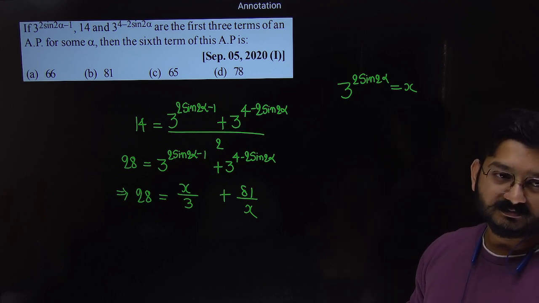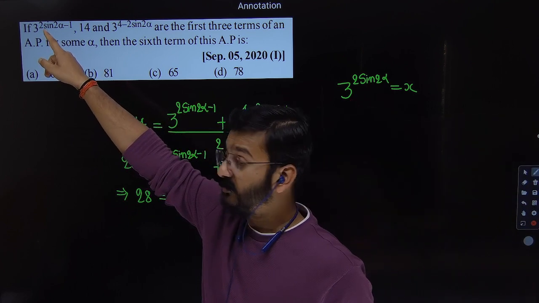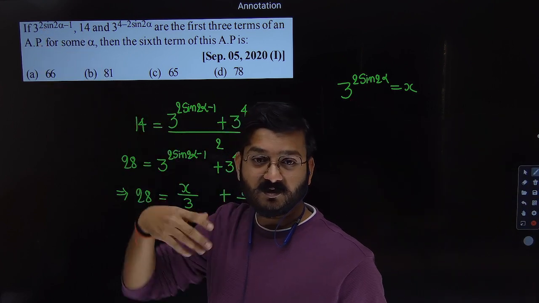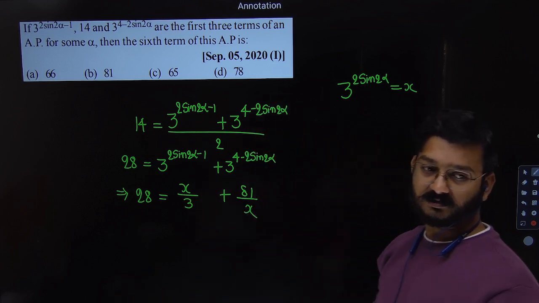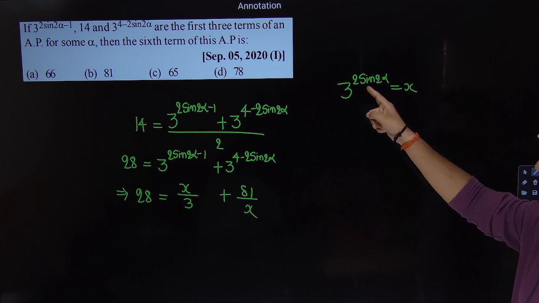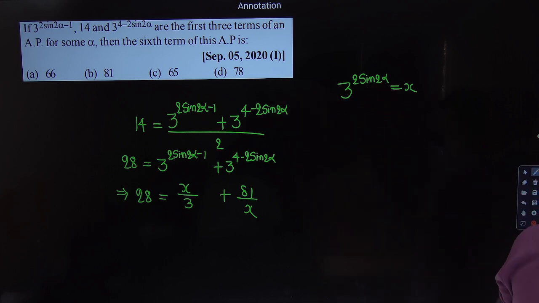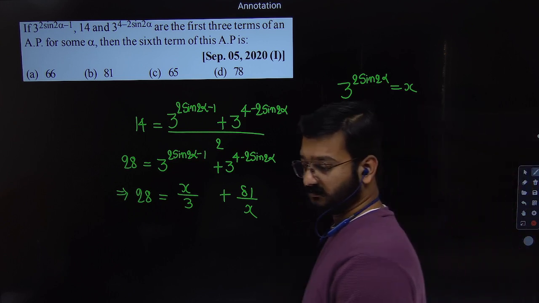Sixth term you can find, no? The moment you get alpha, you can find the first term. When you subtract the second term from the first term, you will get the common difference. Question is solved. So first calculate x, equate x to this, you will get alpha. The moment you get alpha, you get the first term. Then the question will be solved.